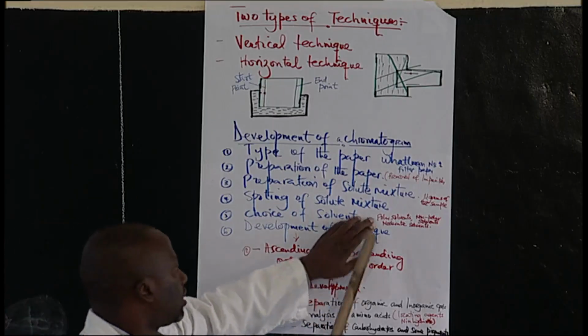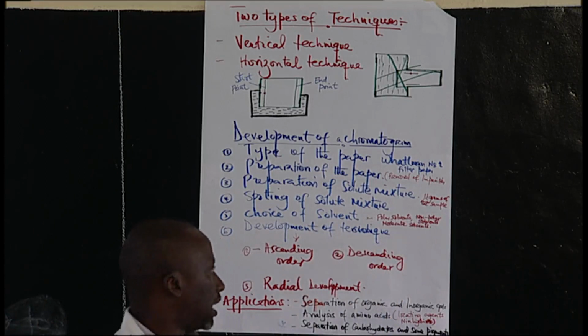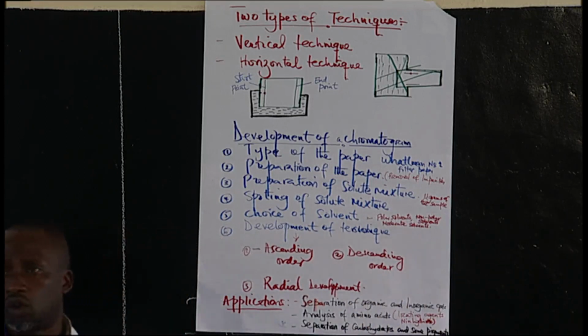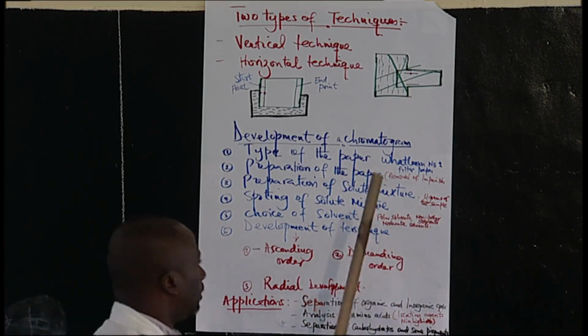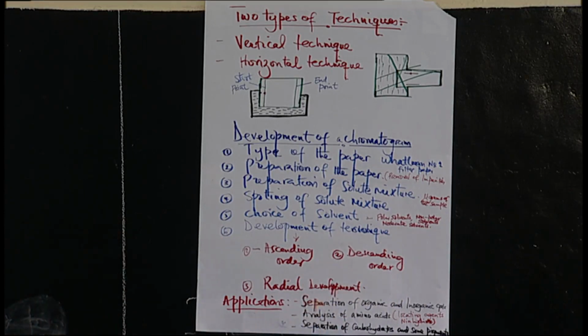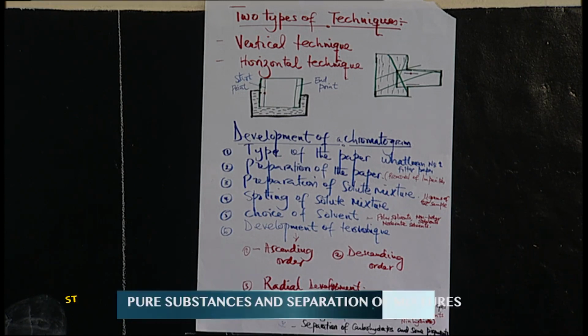There are many solvents. We have the polar solvents, non-polar solvents, and then we have the moderate solvents. It will depend on the type of the mixture that you want to separate. So in most cases, we use organic solvents. Those are the non-polar solvents. We can use ethanol also. We can use tetrachloromethane. We can use acetone and many others.